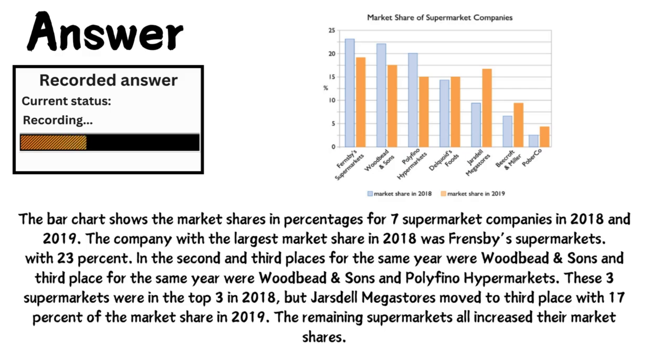In the second and third places for the same year were Woodbead and Sons and Polifino Hypermarkets. These 3 supermarkets were in the top 3 in 2018. But Jarsdale Megastores moved to third place with 17% of the market share in 2019. The remaining supermarkets all increased their market shares.